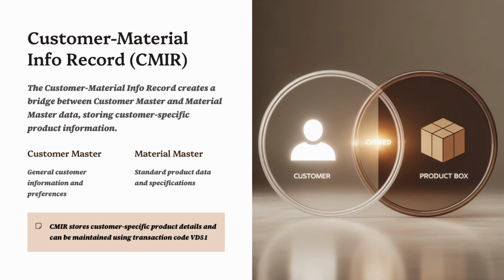Part 5. Customer Material Info Record, CMIR. Now that we've covered both customer and material master data, let's look at how they come together in something called the Customer Material Info Record, or CMIR. The Customer Material Info Record links a specific customer to a specific material. It's used when certain information is unique for that customer material combination.